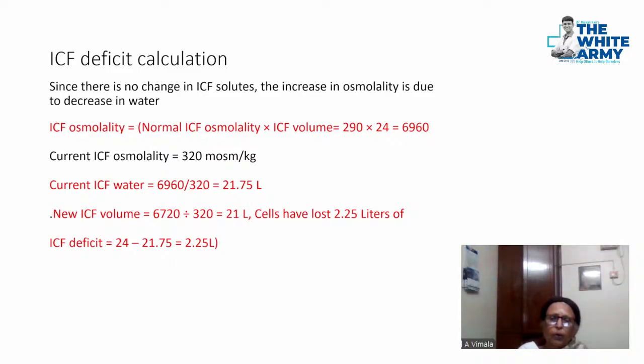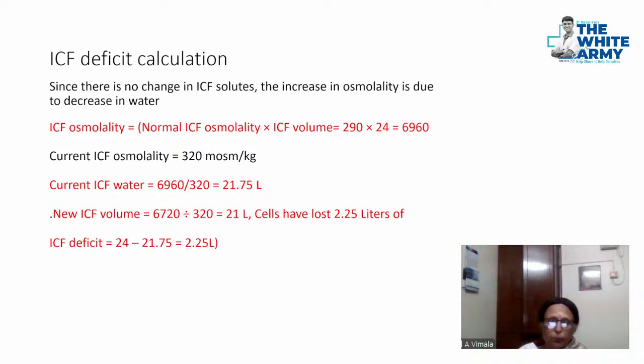So the total osmolality will be 290 into 24, that is 6960. That is the total ICF osmolality in this 50-year-old 60 kg man with no comorbidity. But the current ICF osmolality, as we deduce from the ECF osmolality, is 320. So this 6960 osmoles gets distributed in a lesser amount of water to give an osmolality of 320.